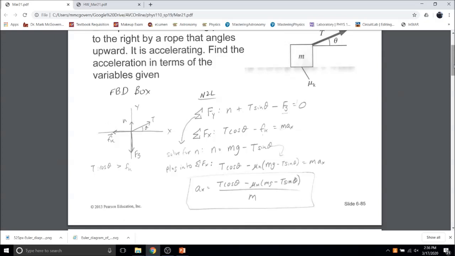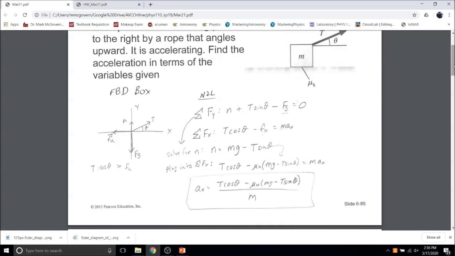All right, now we write out Newton's second law. So the summation of forces in the y direction, we have our normal force up. We have a component of tension that's upward. Okay, so I have a T sine theta there, and we got minus Fg, which is the gravitational force downward, and that's set equal to 0 because there is no acceleration in the y direction.